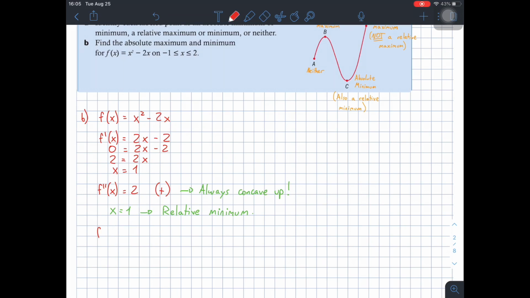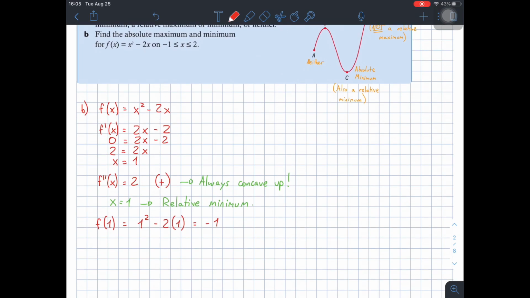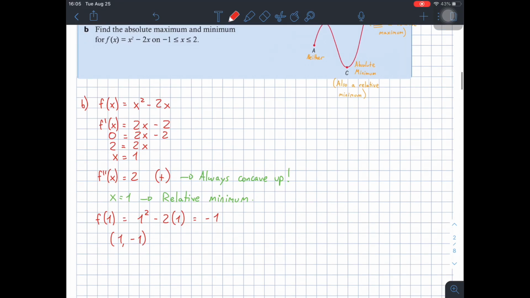To do that, we're going to replace x equals 1 into the original function, which is 1 squared minus 2 times 1, and this is equal to -1, right? So we have the point which has coordinates (1, -1). And for now, we know that this is a relative minimum. We're going to see if it's relative or absolute minimum.